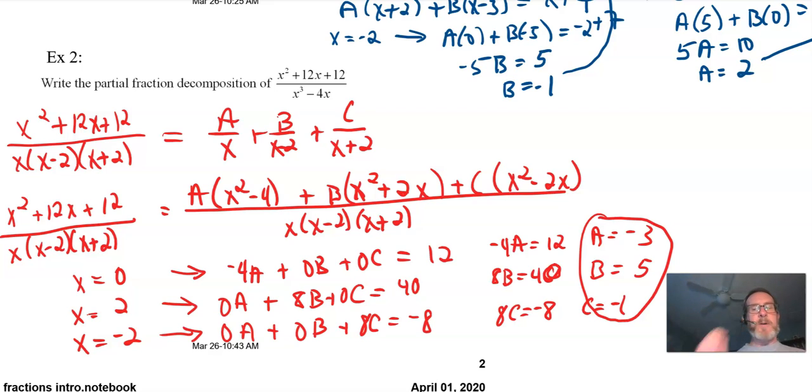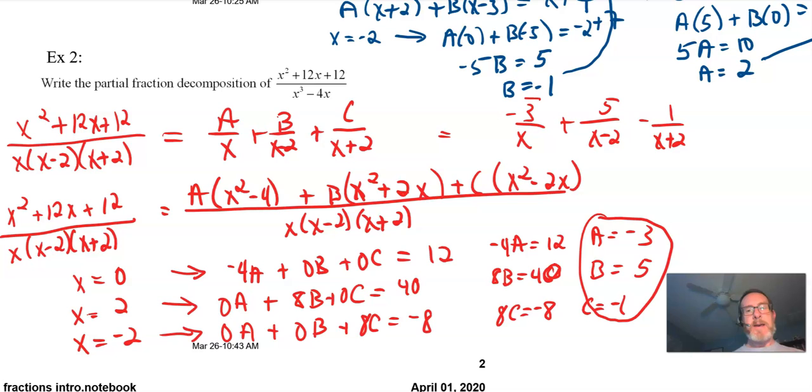All right, take a look at my work and see if you agree with the values of a, b, and c. In each case, I let x equal one of the 3 values that would make the denominator 0, and then I was basically left with one variable and a constant, and that allowed me to figure out what the constant was. So in the end, I would get -3 over x plus 5 over x minus 2 minus 1 over x plus 2 as my decomposition.